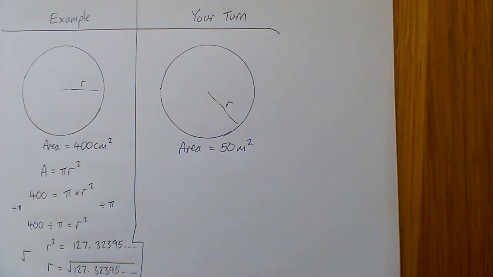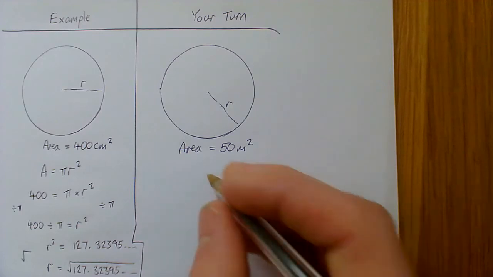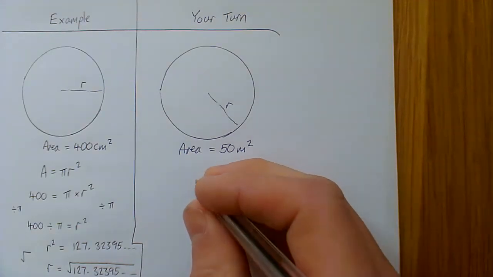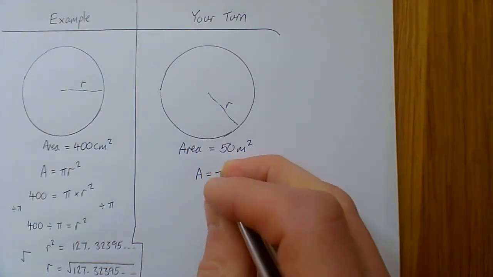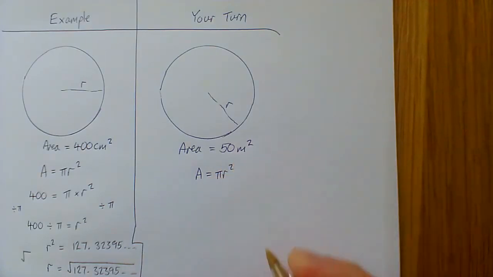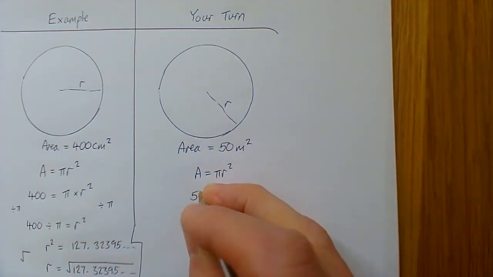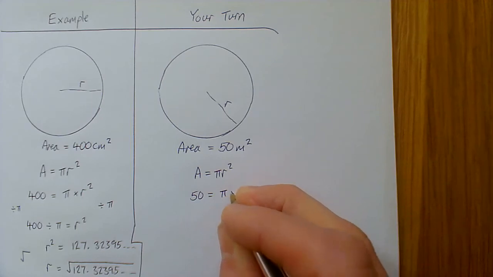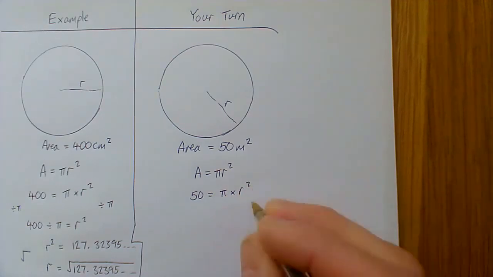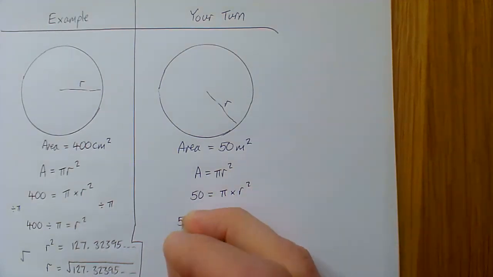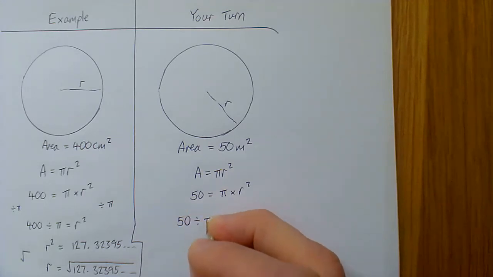Great, so hopefully you paused your video there and you had a go. I'm going to run through it now. What do we have? We have A equals pi r squared. Put in the numbers we know. So 50 equals pi times r squared. Divide both sides by pi. So we've got 50 divided by pi equals r squared.